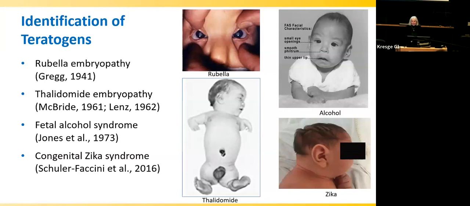Fetal alcohol syndrome, the reason we know about alcohol being a teratogen is because of dysmorphologists Ken Jones and David Smith, who recognized the particular features that you see in kids with fetal alcohol syndrome.